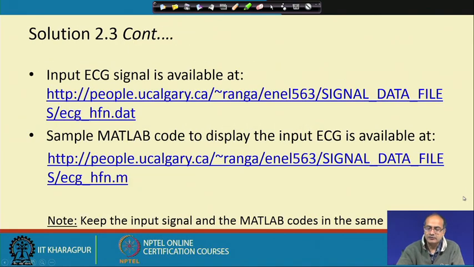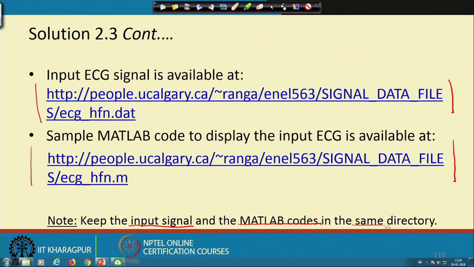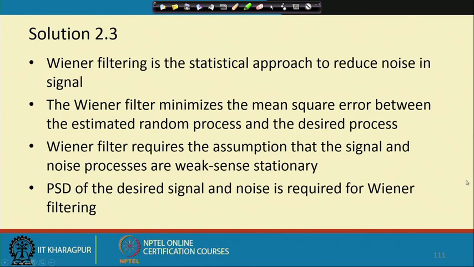So, we start from the beginning. The first task is to collect the data. We get it from this link. We need to collect the MATLAB file to read that data, and we need to keep the input data and the MATLAB code in the same directory, that is the working directory of MATLAB. Once we are ready with that, we proceed. We get the Wiener filter, and we need to first design that.